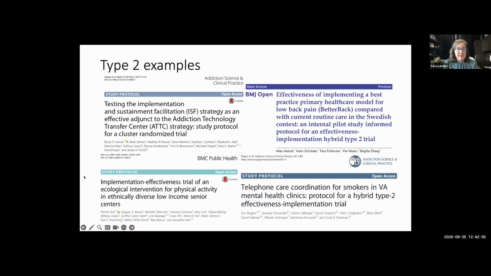So here are some examples of some type 2 protocol papers. I did include one of Brian's papers. So that top left one is a dual randomized type 2.